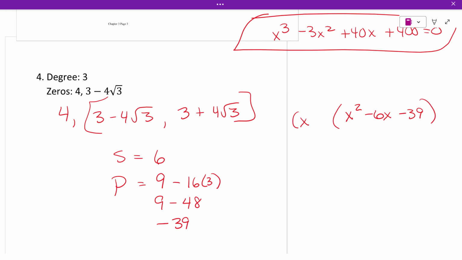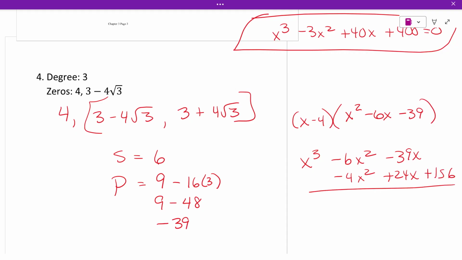Take that times x minus 4, and we get x cubed minus 6x squared minus 39x minus 4x squared plus 24x plus 156. Yeah, 156. So it's x cubed minus 10x squared minus 15x plus 156 equals 0.